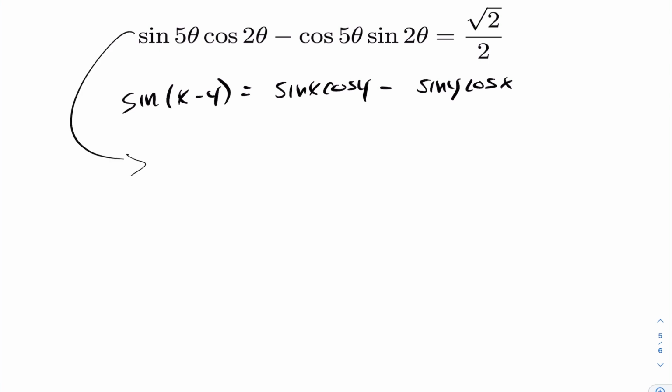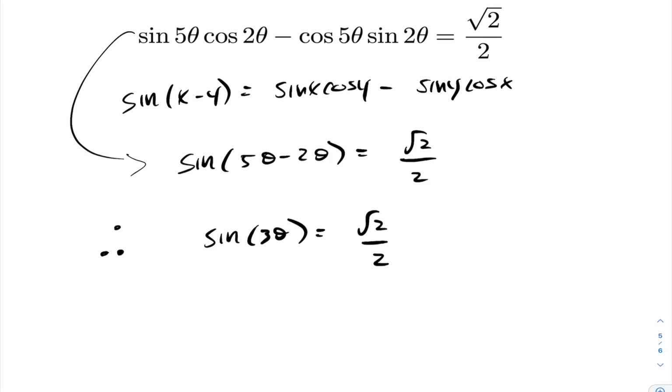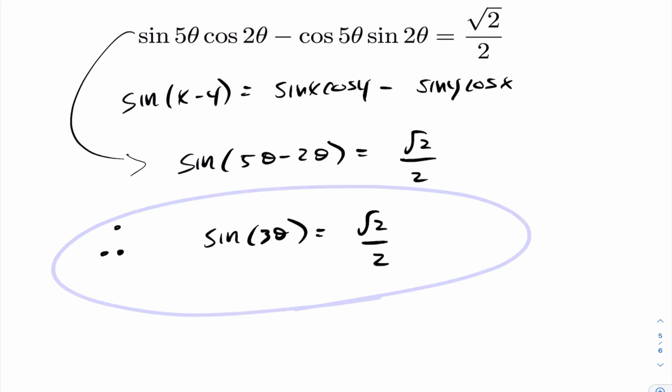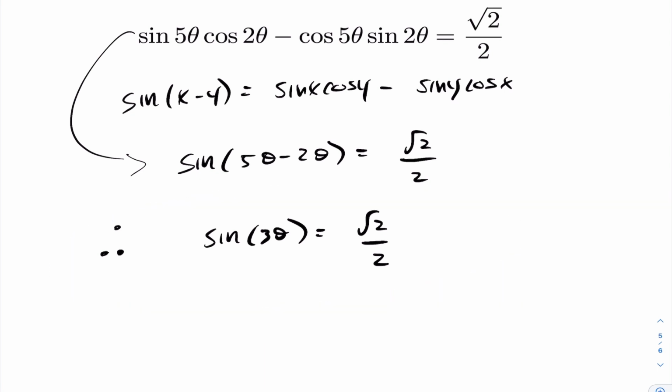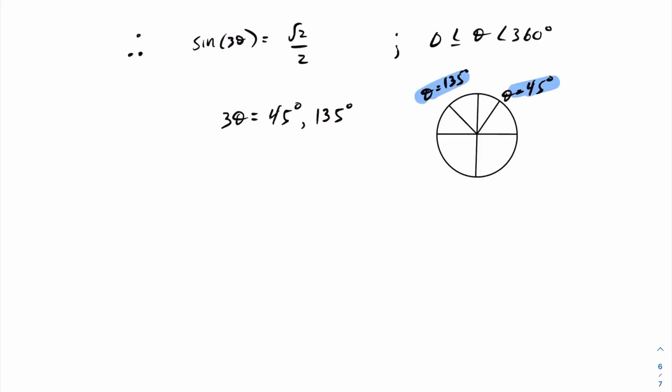Therefore, this expression on the left-hand side can simplify to become the sine of 5 theta minus 2 theta is going to equal root 2 over 2. Simplifying, we have sine 3 theta equals root 2 over 2. Let's go ahead and take our sine inverse here and solve for our angle 3 theta. All right, going ahead and taking the sine inverse here, I end up getting that the root 2 over 2 happens at your 45 degree measure and 135 degrees. Going ahead and dividing across by 3, we end up getting 15 degrees and 45 degrees.